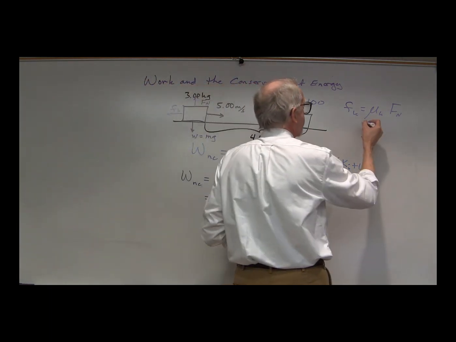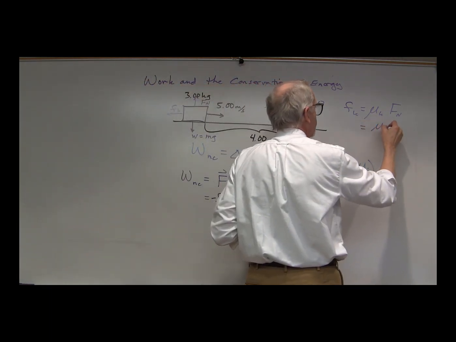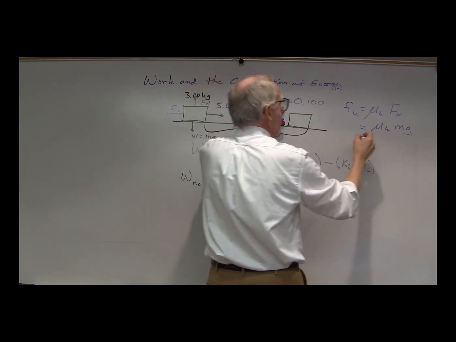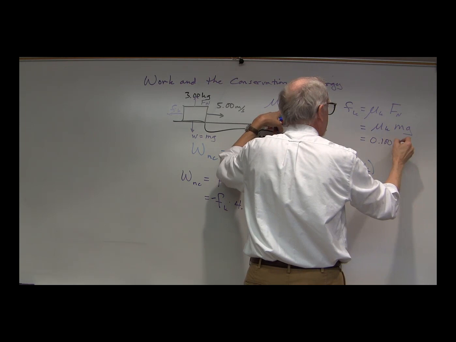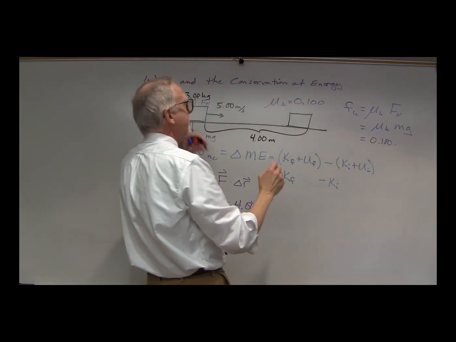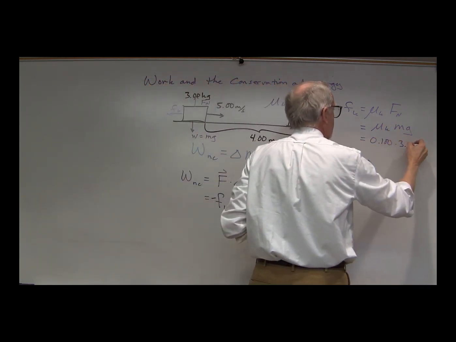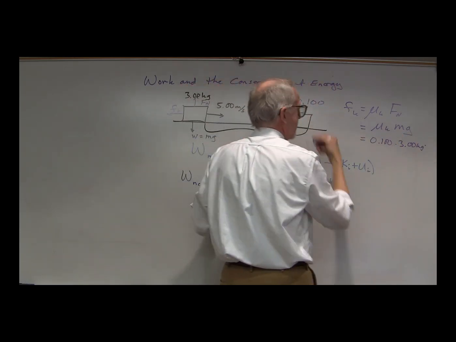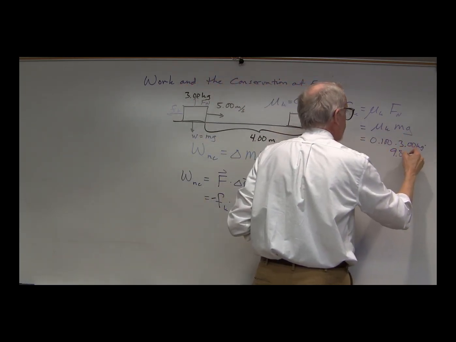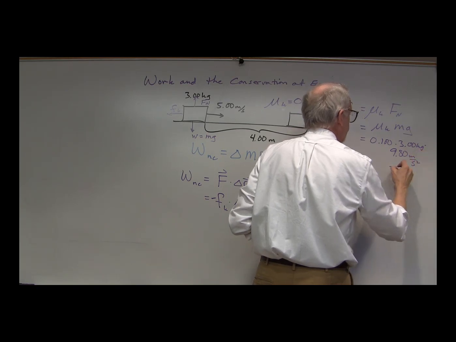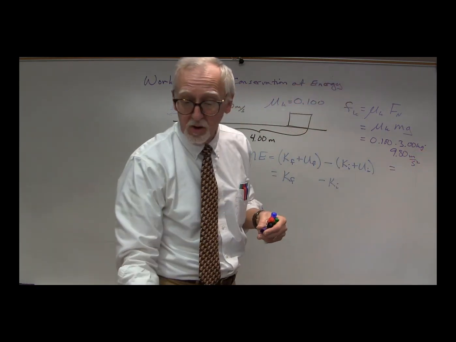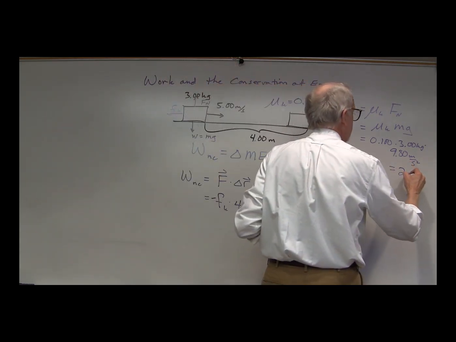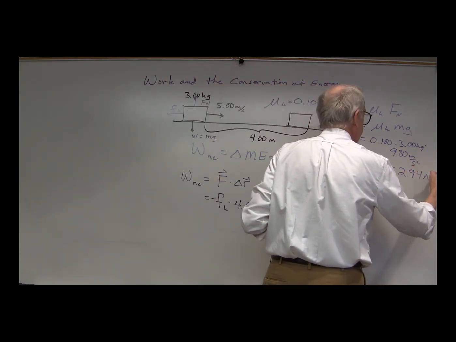So our kinetic frictional force will be mu k times mg. In other words, mu k is 0.100 times m, which is 3 kilograms, times g, 9.80 meters per second squared. We multiply that out, and what do we get? We get a frictional force of 2.94 newtons.